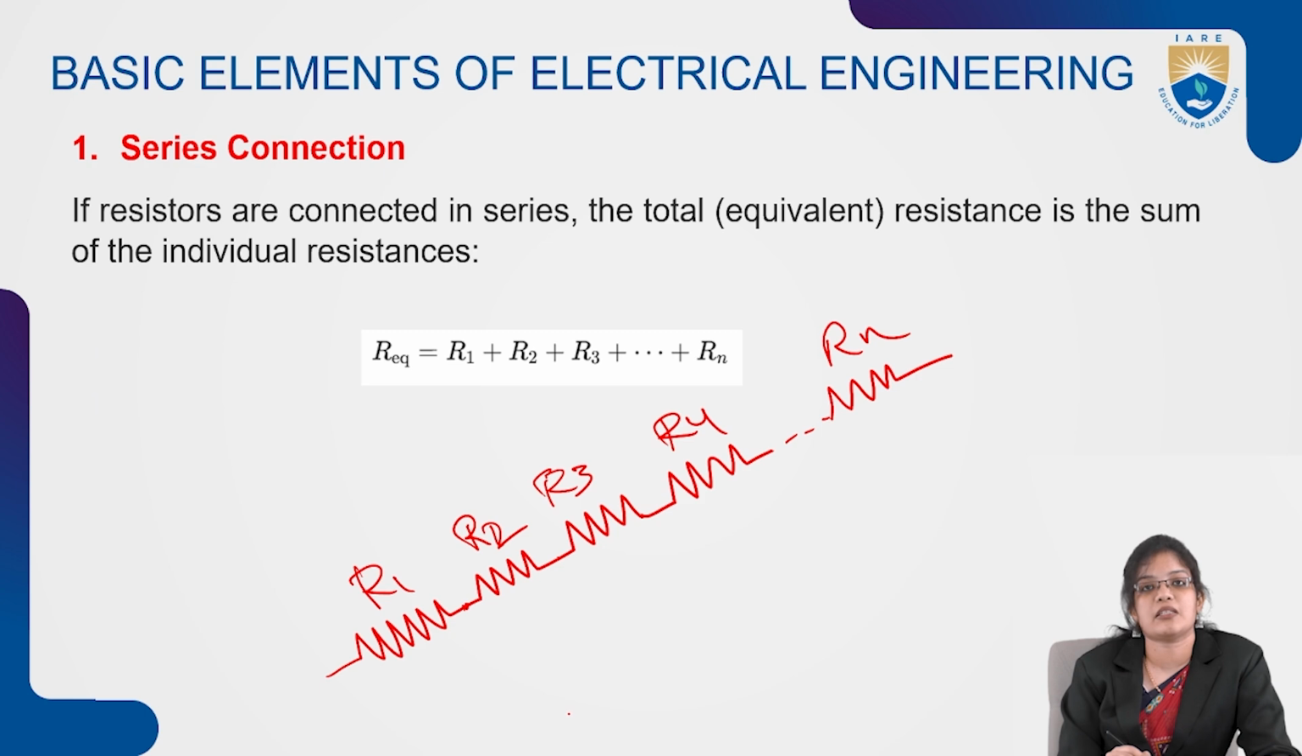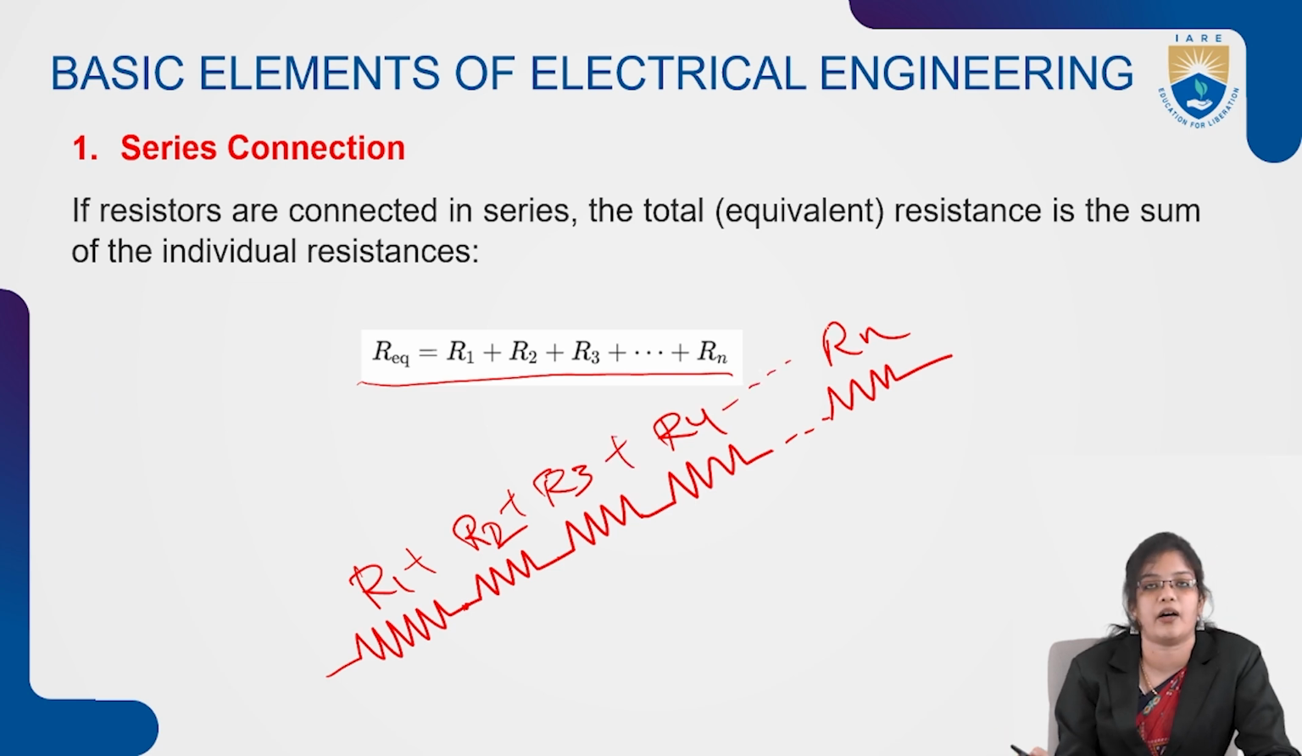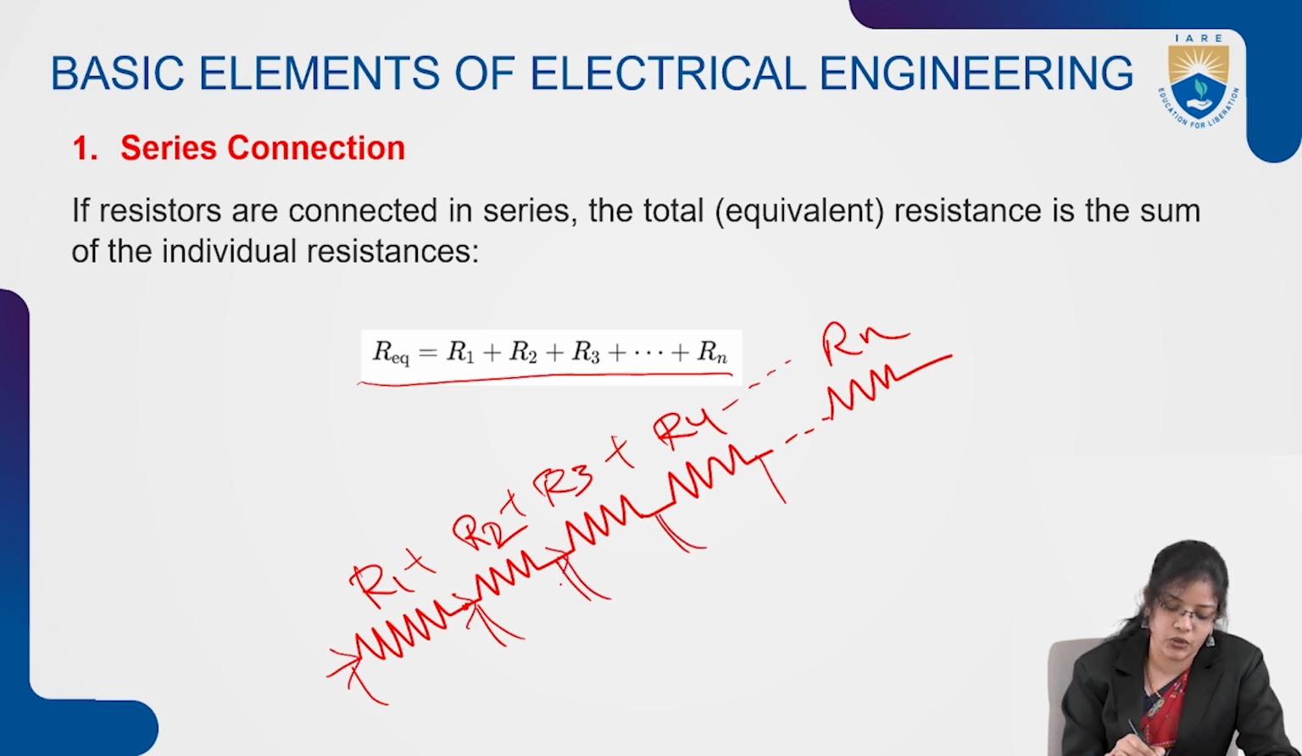Here the equivalent resistance can be calculated as R equivalent equals R1 plus R2 plus R3 and so on till Rn. I have already told, in the series resistance, the current will be constant and the voltage across each element will get divided. So the current flowing through the circuit will be the same and the voltages across each element will be different.